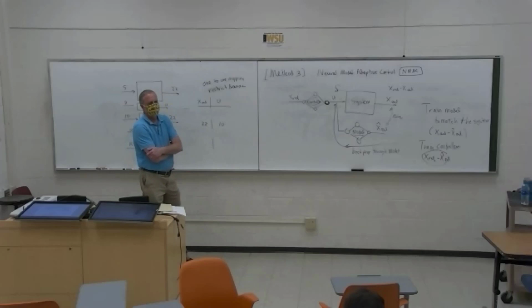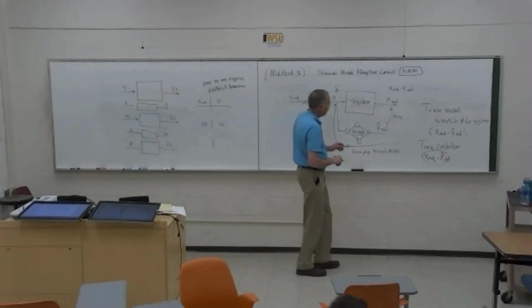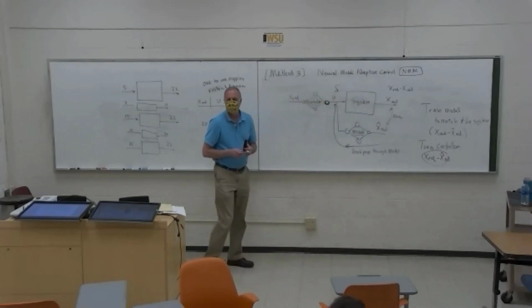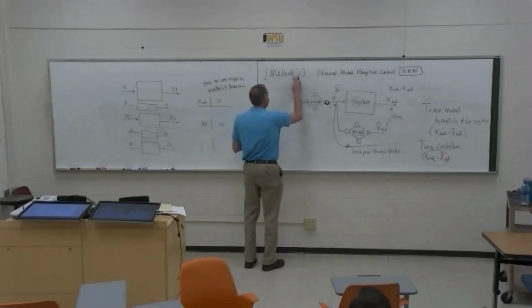A couple other methods I'm just going to give you names for, and we won't go into a lot of detail. One's called reinforcement learning, and it's kind of like intelligent trial and error. So let's list that as number 4.